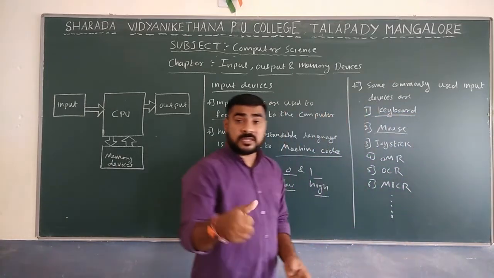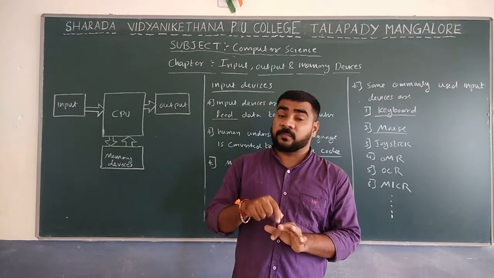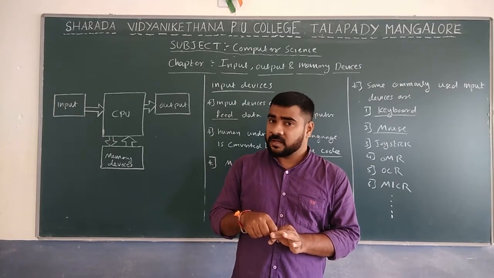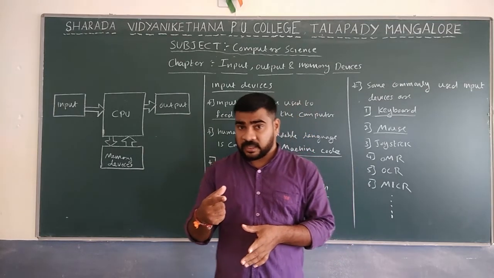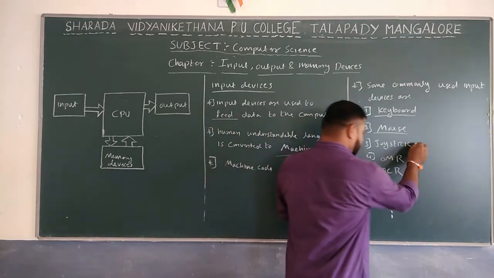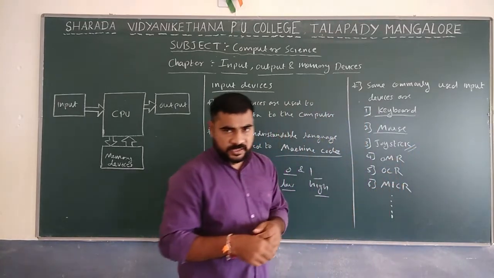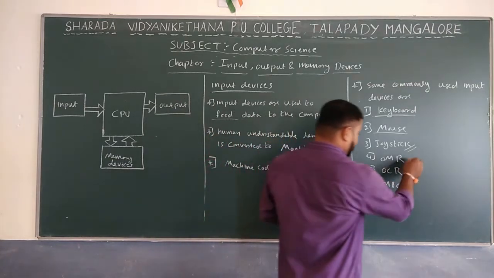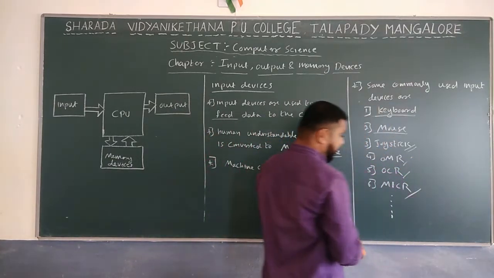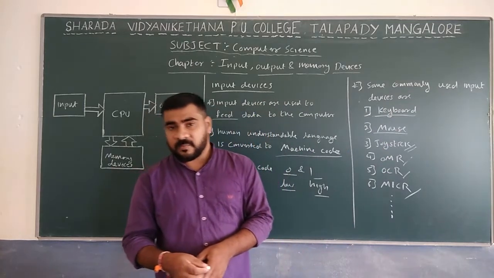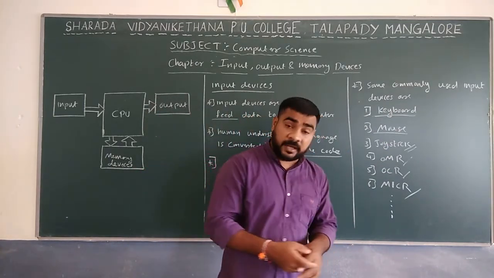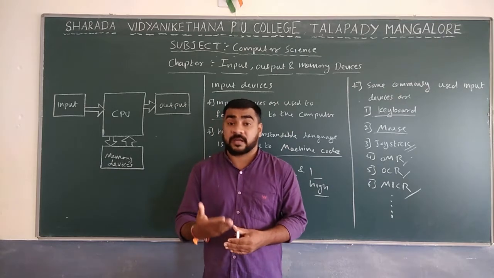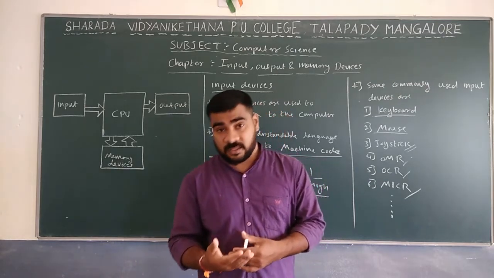Normally, mouse and keyboard are the two main input devices we use in the system. Other than that, we use the joystick for gamers. Gamers will use joystick, and not only joystick, other devices are also there. So OMR, OCR, and MICR are for different applications. OMR is optical mark reader or optical mark recognition.